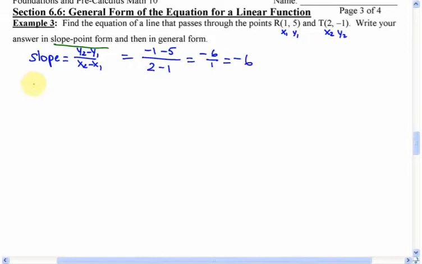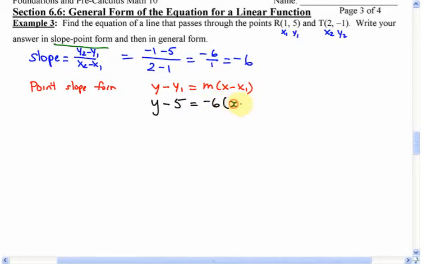So now using the point-slope form, we have y minus y1 equals m bracket x minus x1. Now notice we have y1, x1. There's actually 2 coordinates here. You can use whichever one you want. I'm just going to use the first since I already called those y1 and x1. So y take away 5 equals m, which is negative 6, bracket x take away 1. Done.